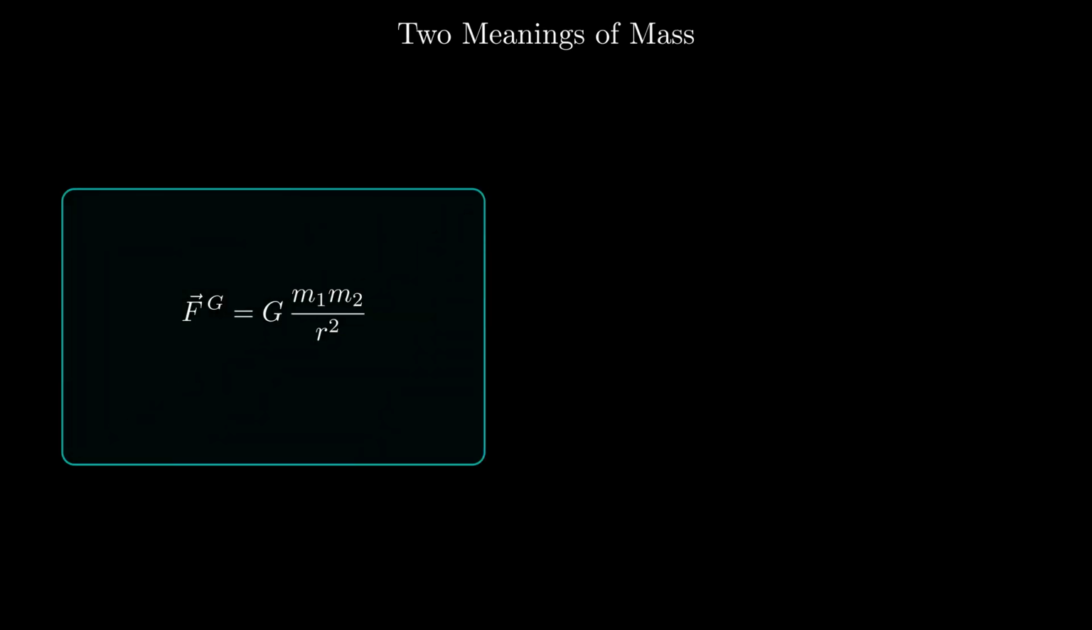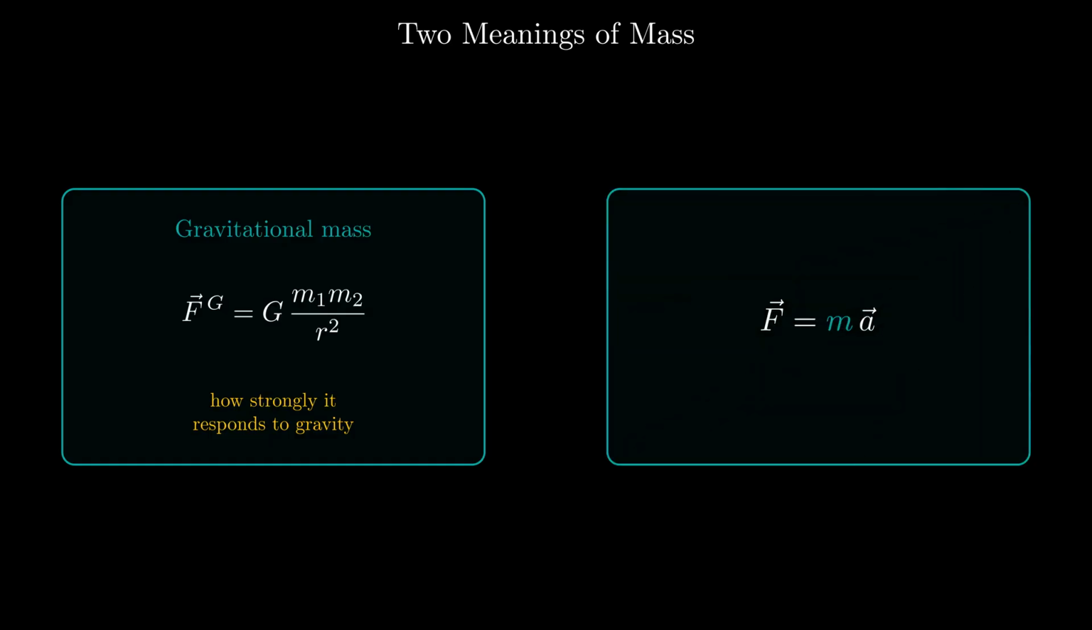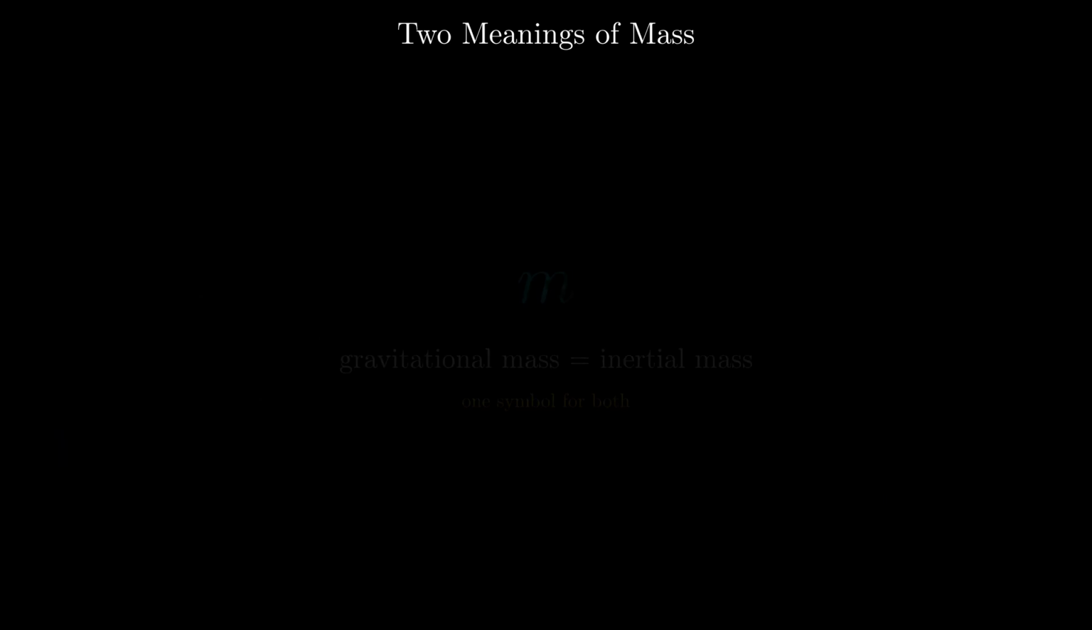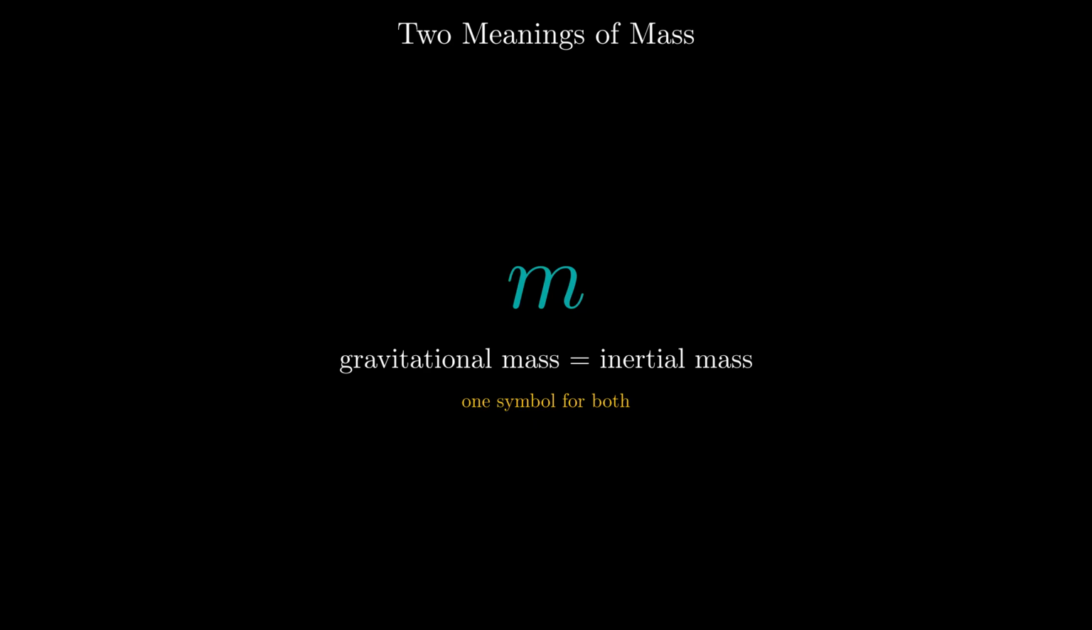There's a subtle assumption hiding in that formula. The mass in the law of gravitation measures how strongly an object responds to gravity, call it gravitational mass. But mass also measures how strongly an object resists acceleration. It's inertial mass, fixed against the standard kilogram. These are logically different ideas. The principle of equivalence states they are identical. Gravitational mass equals inertial mass. Experiment confirms it to extraordinary precision. From here on, we assume it, and write both with a single symbol.